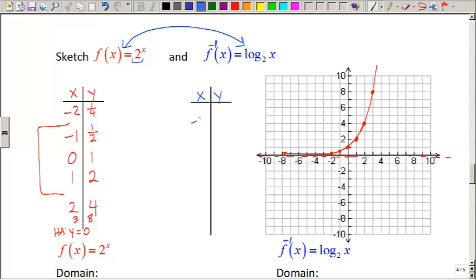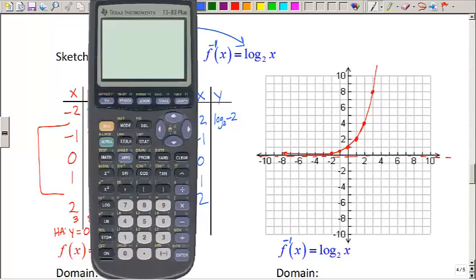Well, I could start picking x's here. So if I'm trying to plug in -2 into log base 2 of x, I have log base 2 of -2. And I'm trying to figure out 2 to the what equals -2. 2 times 2 times, how many times do I have to multiply 2 to get to -2? Well, if I keep multiplying 2 as many times as I can, I'm never going to get negative. This actually doesn't make any sense.